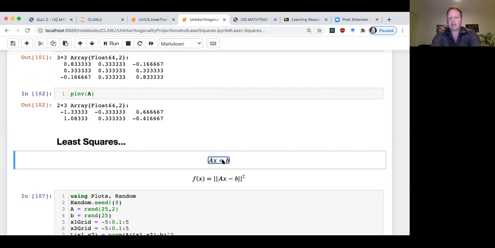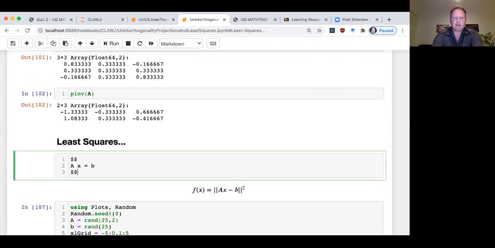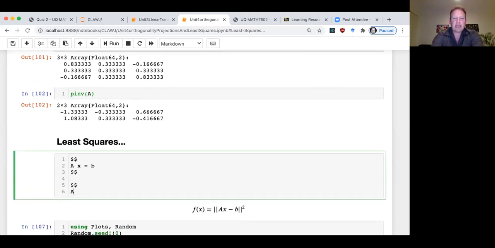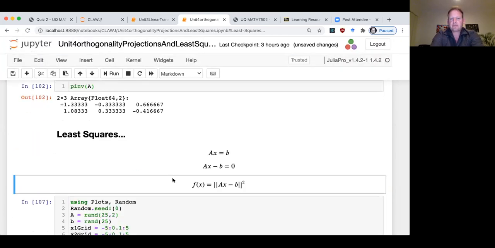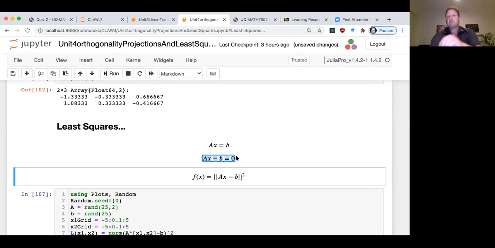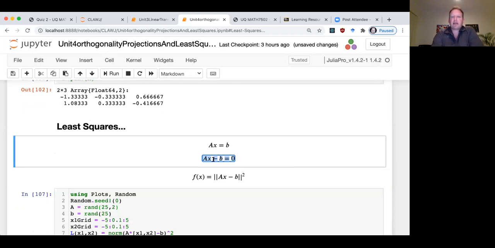So instead of AX equals B, let's just write AX minus B equals 0. And what would we like for AX minus B? To be exactly 0, but it can't be exactly 0. So let's make AX minus B as small as possible. Let's make this error as small as possible. And that's similar to what we did in the projection. So how are we going to make this error as small as possible?